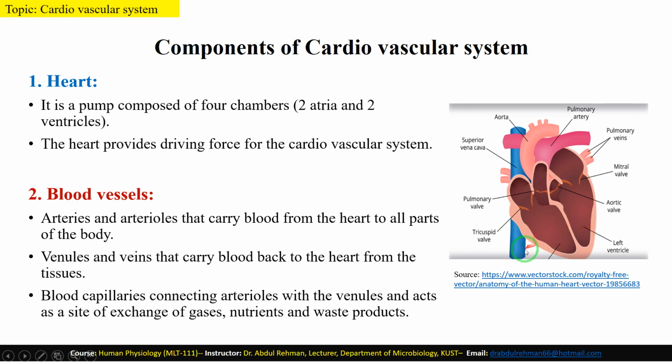So deoxygenated blood from the body comes through the superior vena cava to the right side of the heart, and from the right side of the heart the blood is pumped to the lungs through the pulmonary artery where gas exchange takes place, and after this through the pulmonary vein the oxygenated blood is brought back to the left side of the heart, and from the left side of the heart the blood is pumped to the circulatory system called the systemic system.